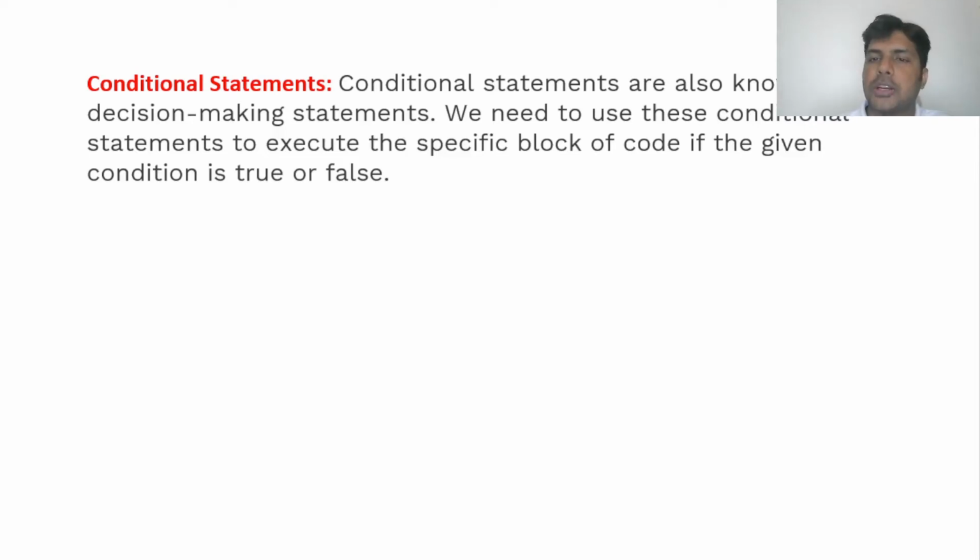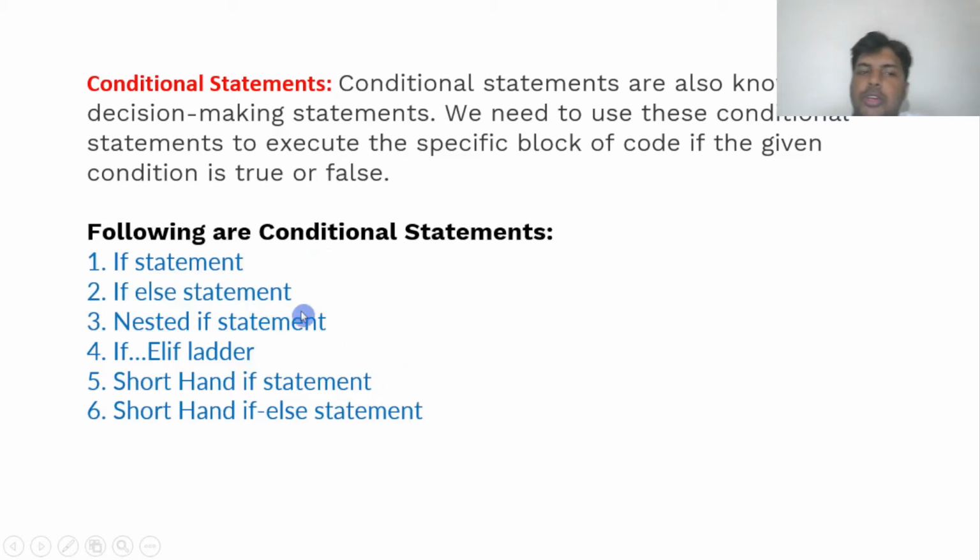Based on the condition, if the condition is true, it will execute one block. If the condition is false, it will execute the other block. So this is called conditional statements. Let us see what the different types of conditional statements are. The following are conditional statements: if statement, if else statement, nested if statement, if ladder, short hand if statement, short hand if else statement. So let us see one by one.